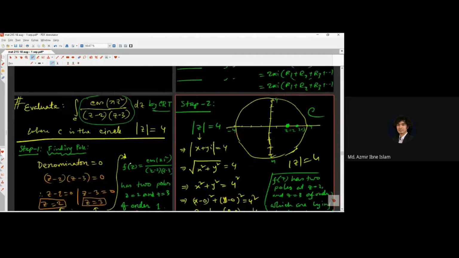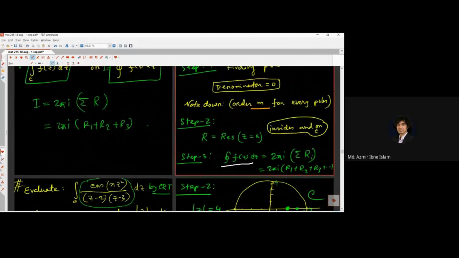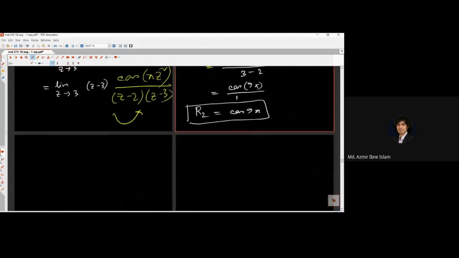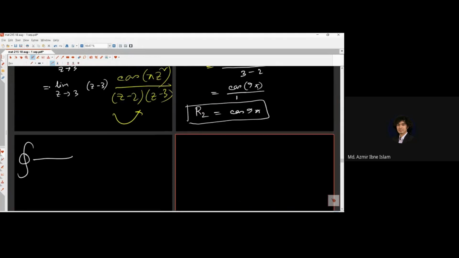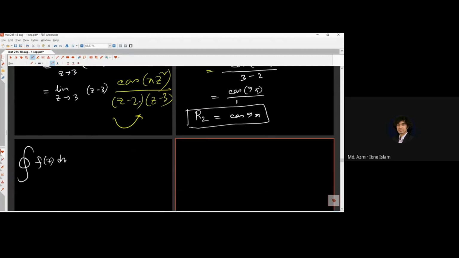Let's have a look at step 3. Step 3 says that the integral is equal to 2 pi i times the sum of all residues. If you have two residues, then R1 plus R2 times 2 pi i. Done. So finally, the result: integration of the main function f of z dz. f of z is the big one, cosine pi z squared by (z minus 2)(z minus 3).